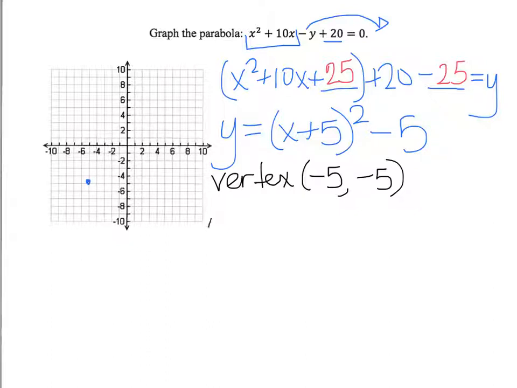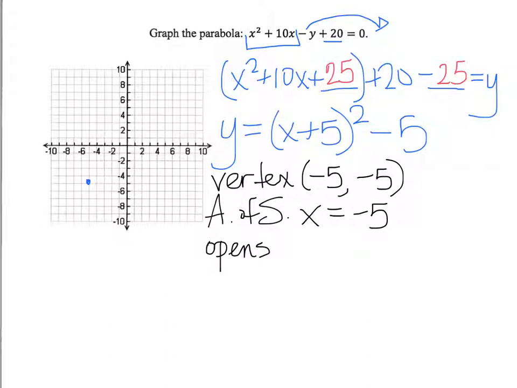Next is your axis of symmetry. Remember, it's a line. It's a line that's going to be right through the vertex. Vertical line. Vertical lines, x equals, what does x equal in that vertex? -5. Also, how does it open? Two things to consider. When it opens, it's y equals, so it's vertical, up or down, and a is +1, so it must be opening up.